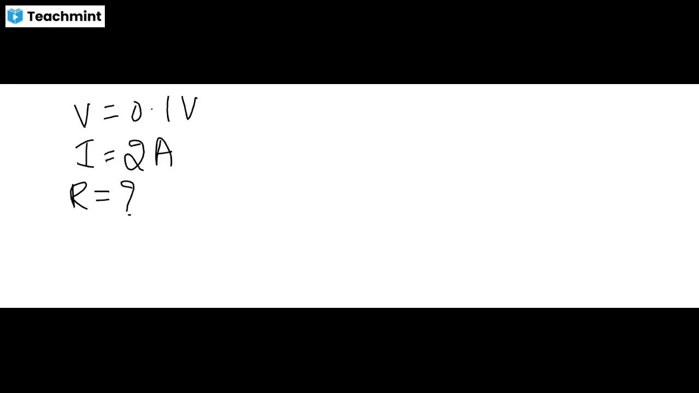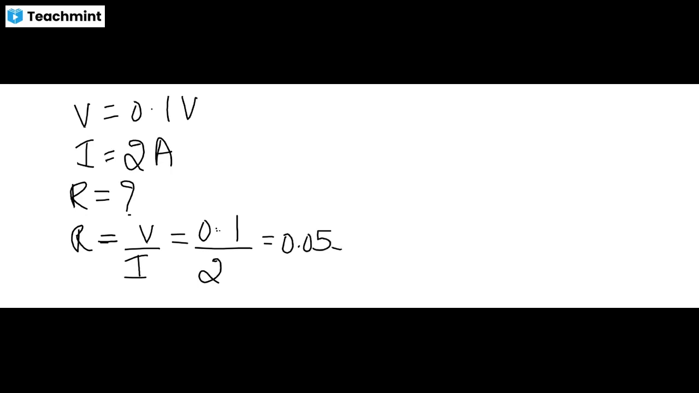So what formula are you using here? R is equal to V by I. So V is 0.1 by 2. Simplify this, 0.1 by 2. What do you get? 0.05. 0.05 ohm. Yes. Resistance of the conductor is 0.05 ohm.